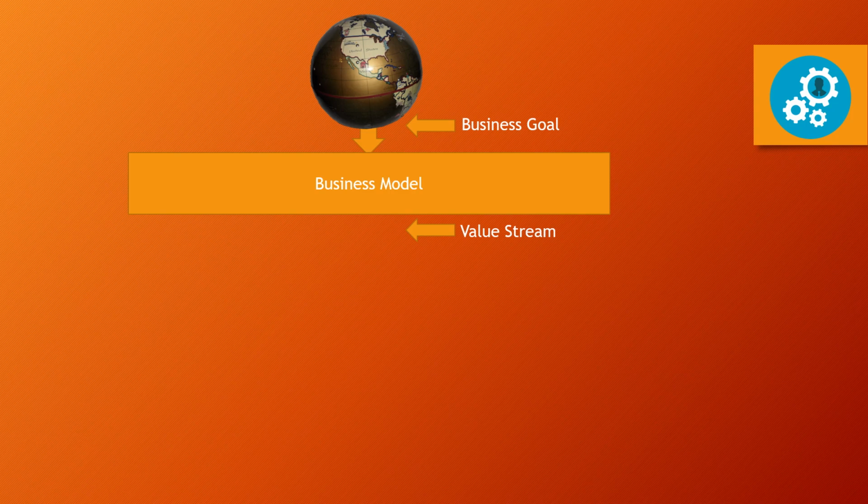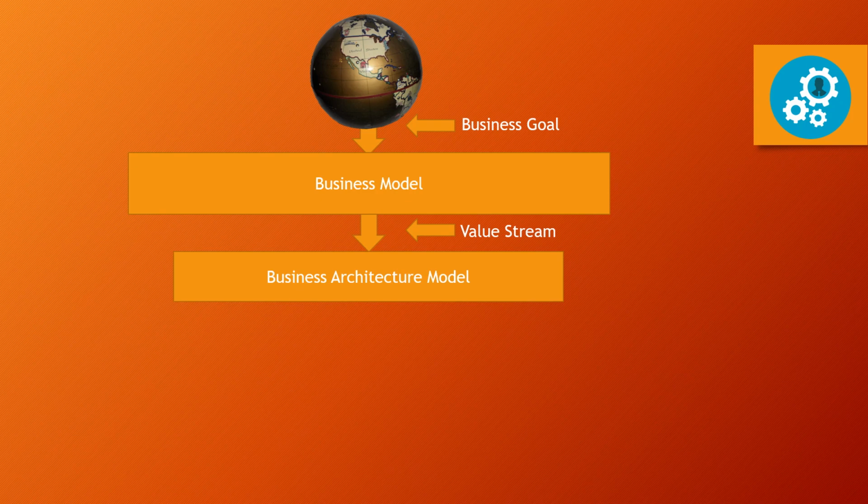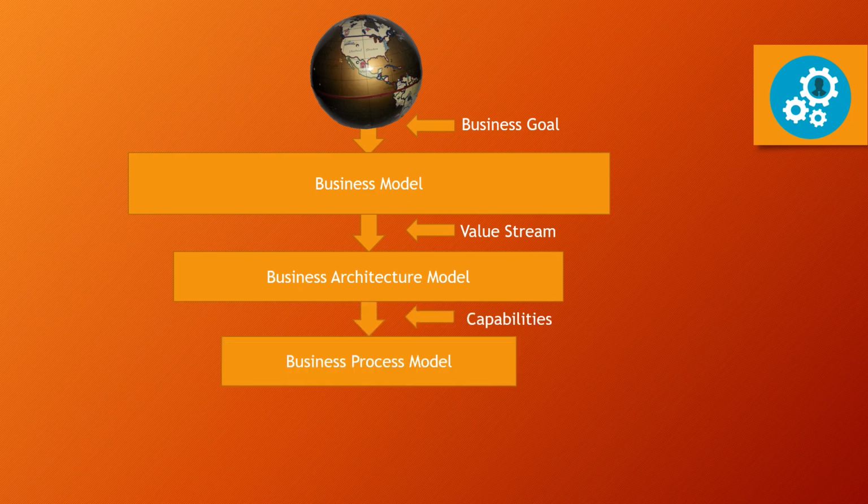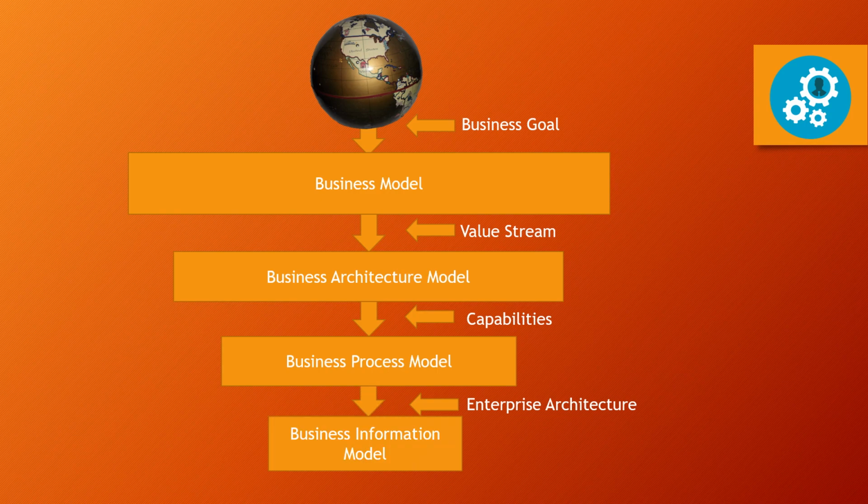From that business model, we identify various business strategies and create a value stream to focus our business on that business model. We then put together a business architecture model, which takes the value streams and creates capability maps to manage each of those to help us focus on that business goal. We take those capabilities and we model them in the business process model, which is what this video is about. From there, we take it on down into the enterprise architecture, which is fundamentally the data, the information itself.